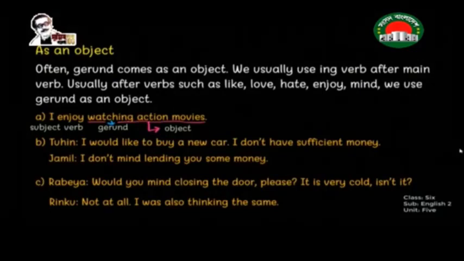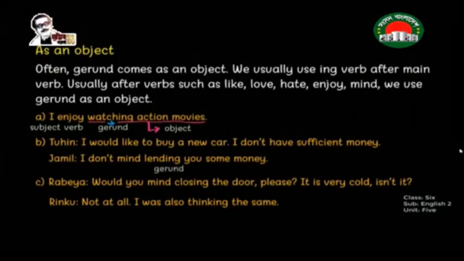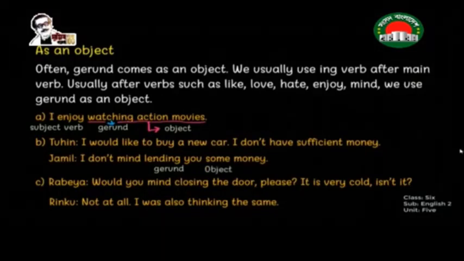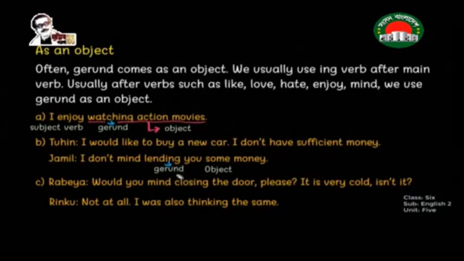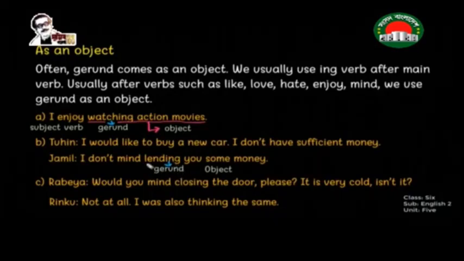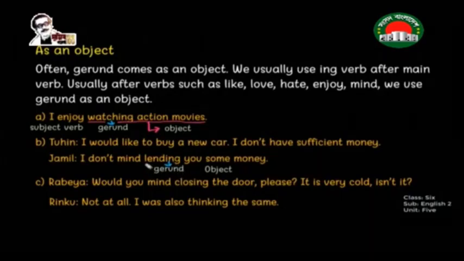Notice, in the next example, lending is the ing verb and it is also a gerund. It is the object of the verb mind. So we can say lending is a gerund and this whole part starting with lending is an object. So lending is here the part of an object.